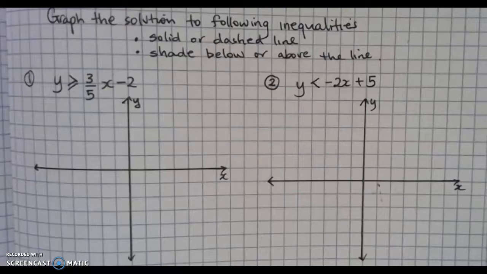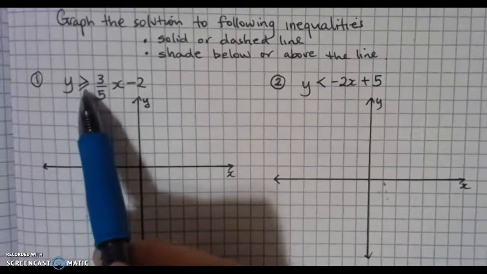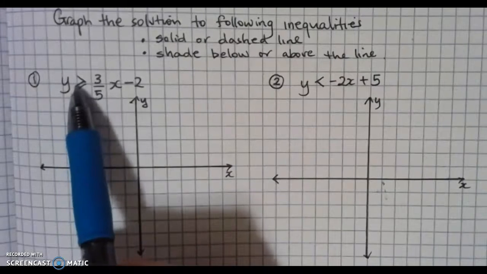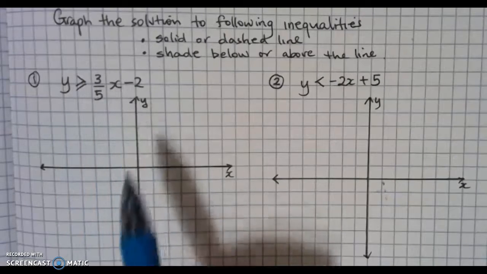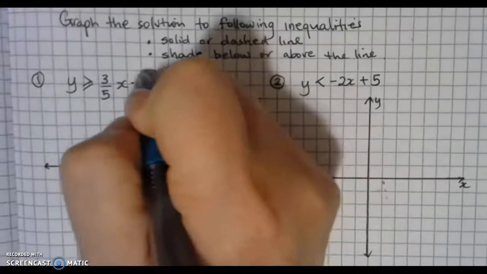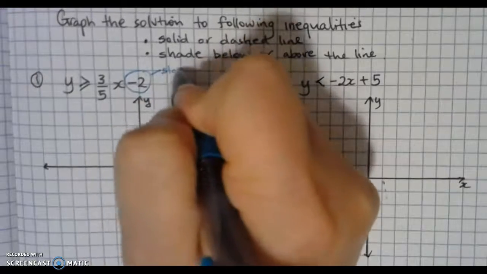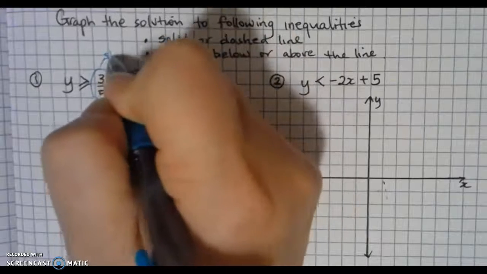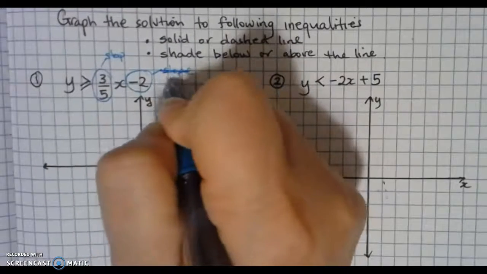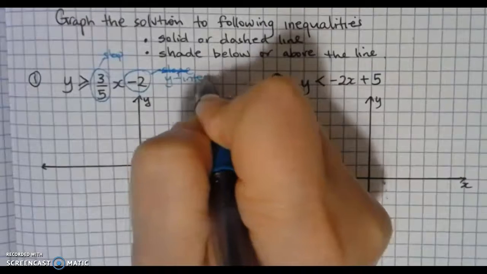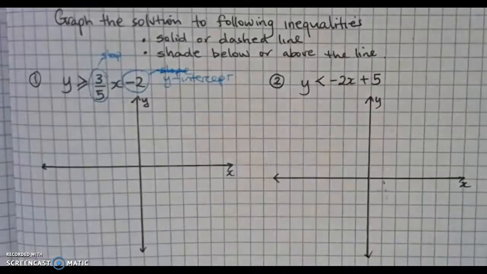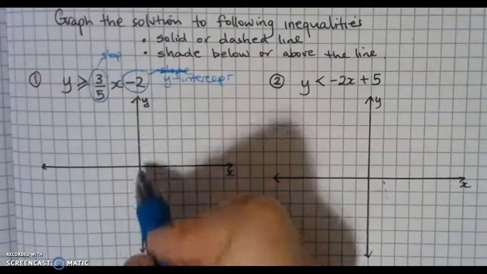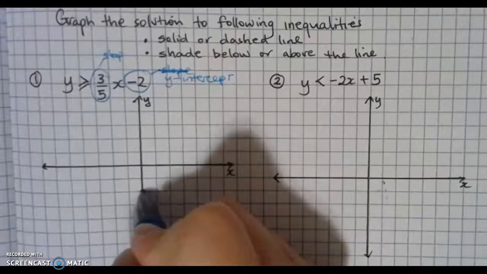So let's work through the first problem. Y is greater than or equal to 3 over 5x minus 2. First thing I need to do is graph as if it was y is equal to 3 over 5x minus 2. So that means I need to find this value is my slope. And this number in front of x is my slope. And this is my y-intercept. That means I need to find negative 2 on the y-axis. Negative 2 on the y-axis is right here.